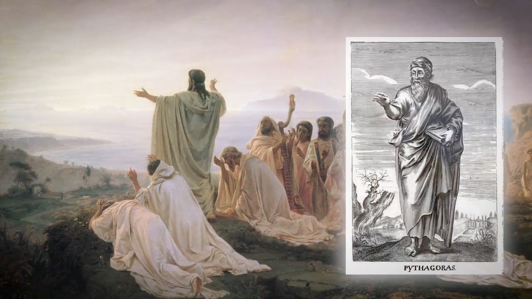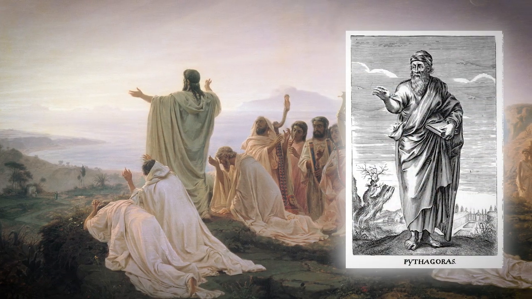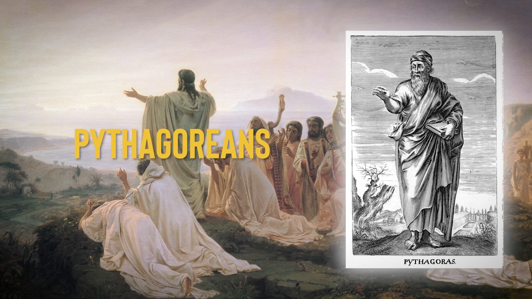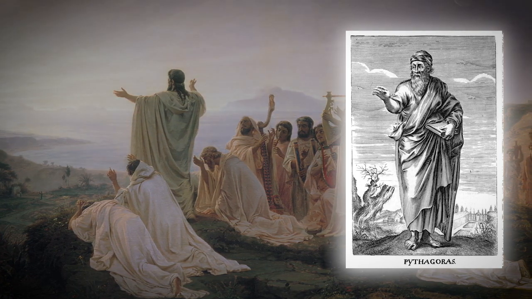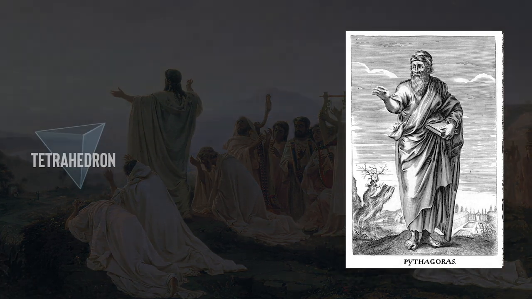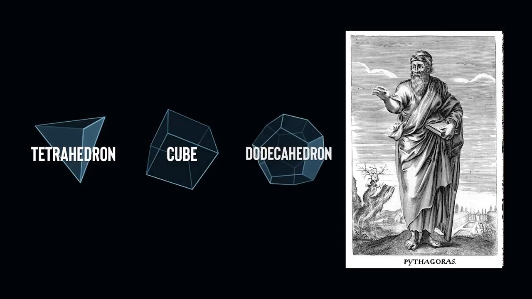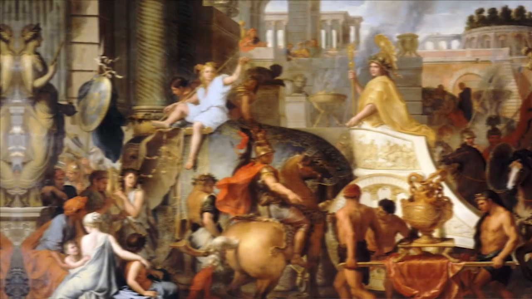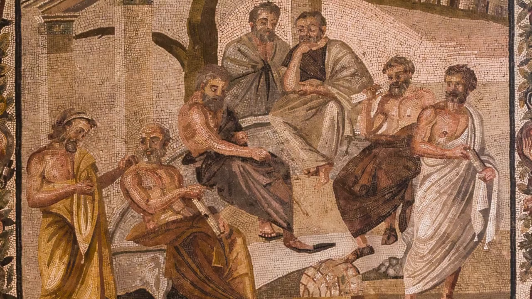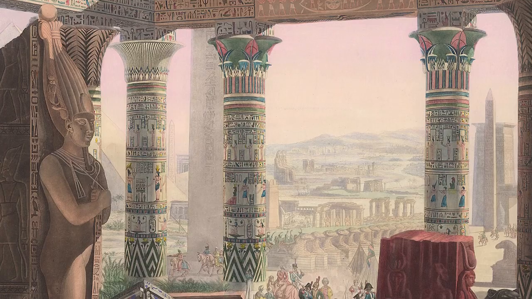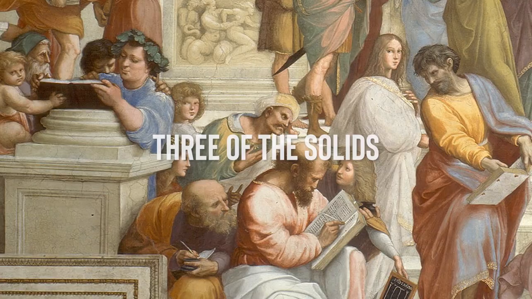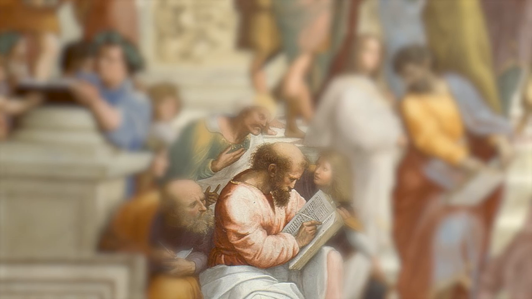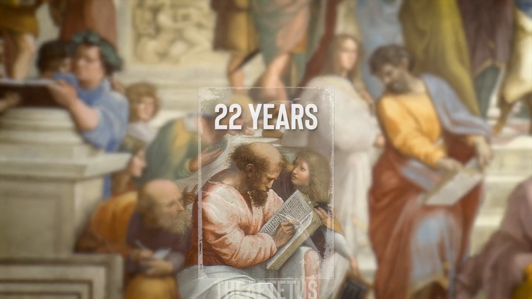The ancient Greeks, including Pythagoras and his followers known as the Pythagoreans, studied these shapes earlier than Plato. In fact, Pythagoras is credited with discovering three of the solids, which were the tetrahedron, cube, and dodecahedron. If he didn't discover them, he may have become familiar with them from the time he spent in Egypt and Babylon, and then brought the knowledge to Greece. The ancient Egyptians likely already knew about at least three of the solids, and their ideas would have influenced Pythagoras, who lived there for about 22 years.